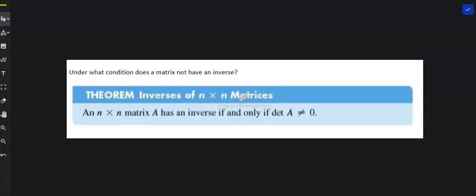That's exactly what I just said. Under what condition does a matrix not have an inverse? Well, first of all, it has to be a square matrix. So keep that in mind. It does have to be a square matrix, but then the determinant cannot equal 0. If the determinant equals 0, that's when we have no inverse. So it must be a square matrix too. That's kind of an important detail.